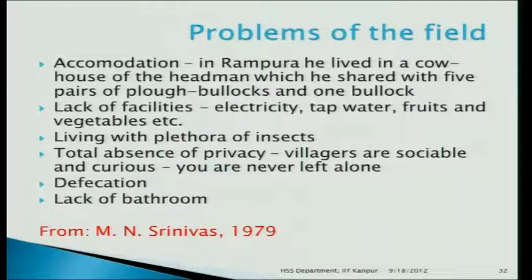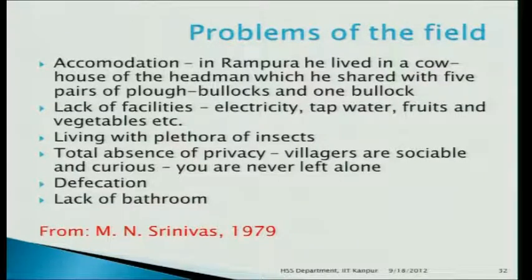Now, you see, in conducting ethnography, there are several problems that you face in the field, and it is important to talk a little bit about that also. M.N. Srinivas mentioned the following 6 problems among the major problems that he faced in the field. First is the problem of accommodation. Where do you stay? In Rampura, studied by M.N. Srinivas 2 times, he lived in a cow house of the headman, which he shared with 5 pairs of plow bullocks and 1 bullock.